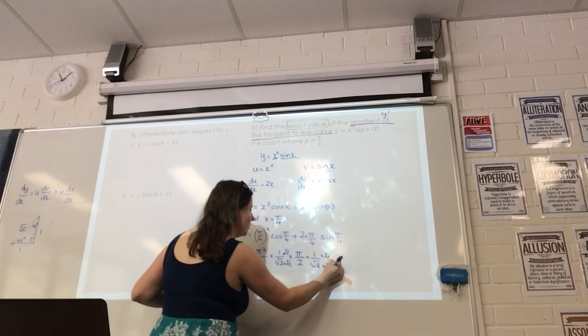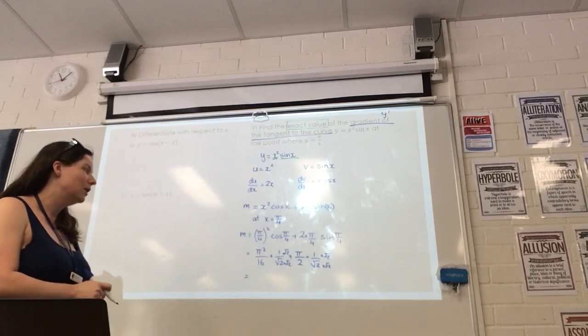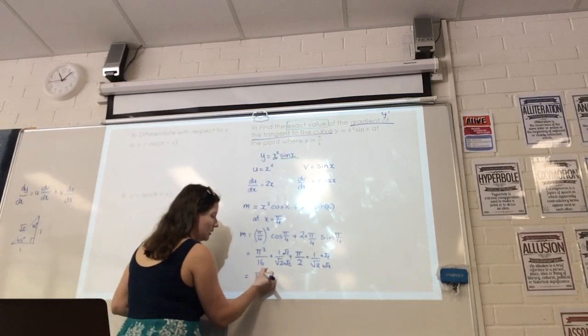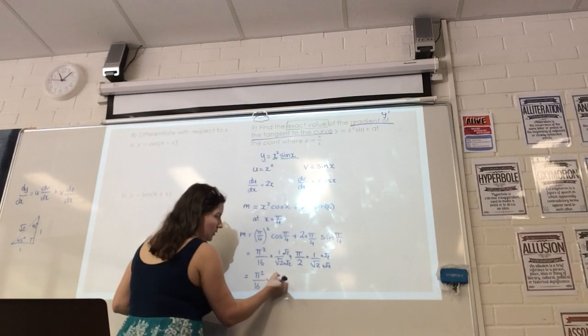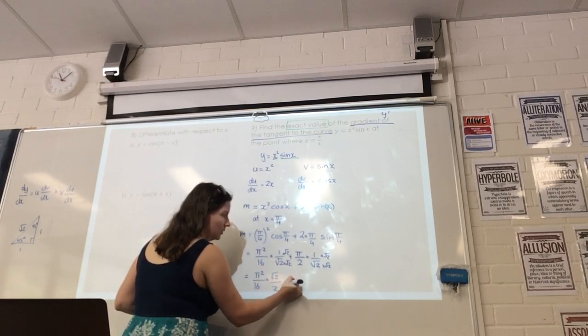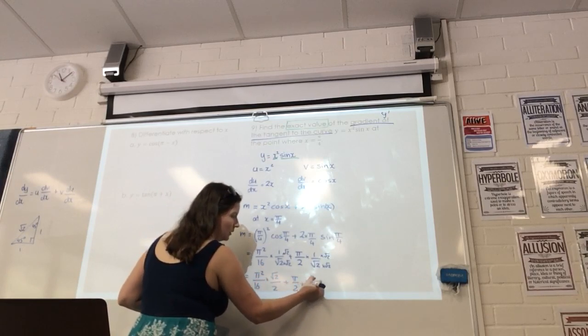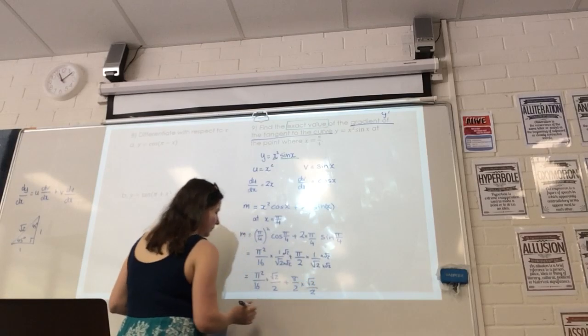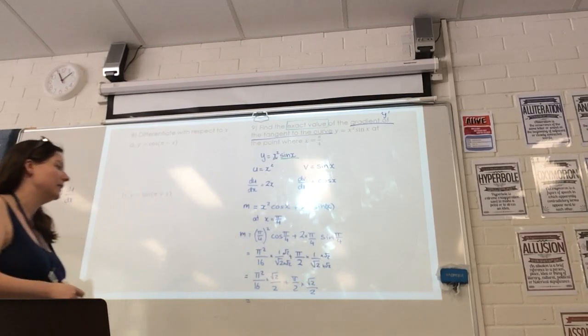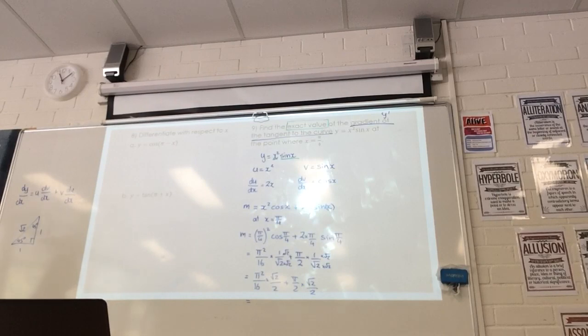So I'm multiplying top and bottom by root 2, so that becomes root 2 on 2 and root 2 on 2. And I can just simplify a little bit more. There are a number of ways that you could leave this answer.